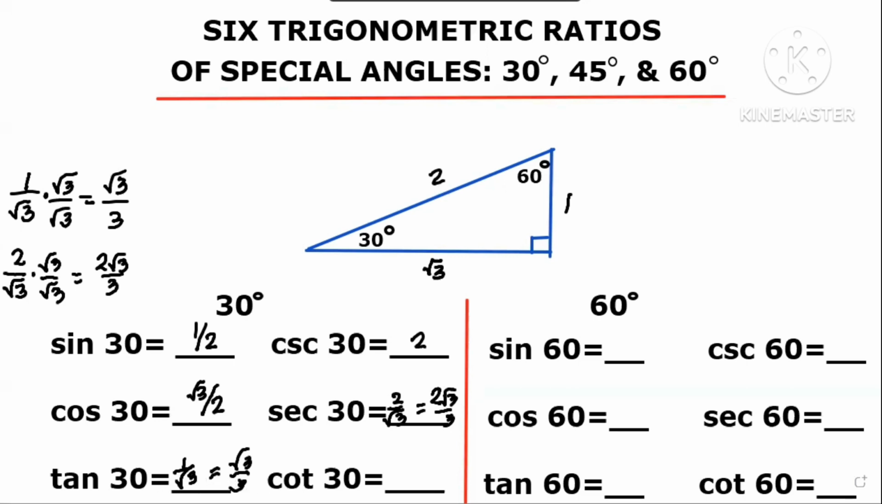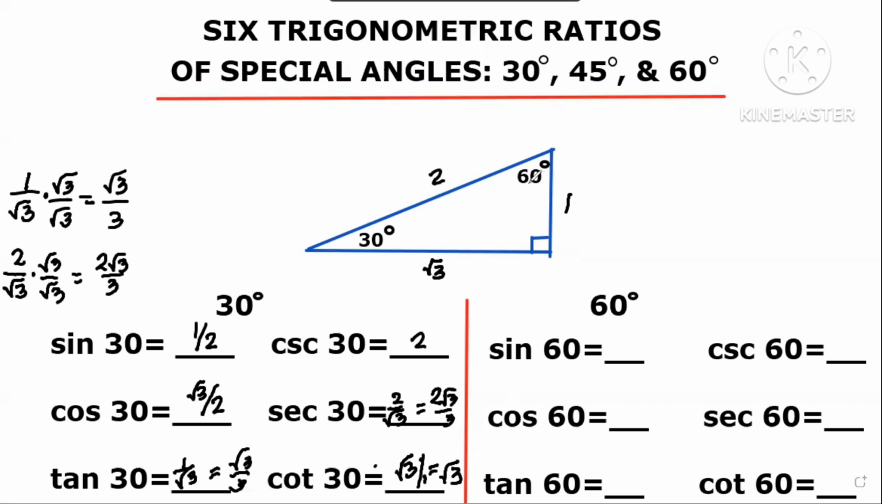And finally, the cotangent of 30, which is the reciprocal of tangent. If tangent 30 is 1 over square root of 3, then cotangent is square root of 3 over 1. Okay, so this is square root of 3 over 1 or square root of 3. Okay? Oh, let's go to 60-degree angle.